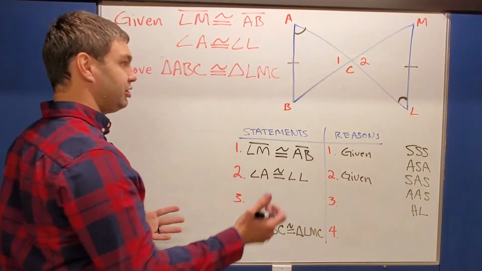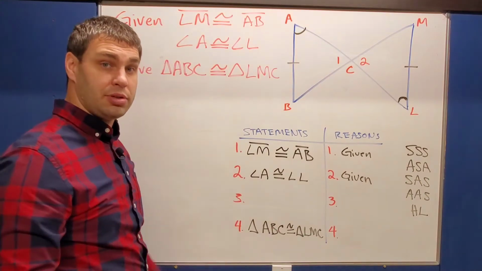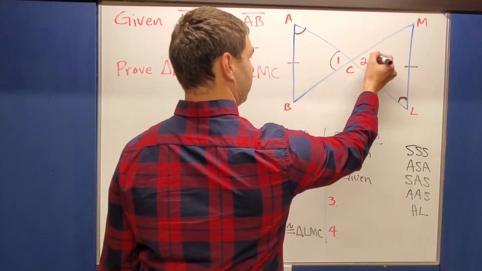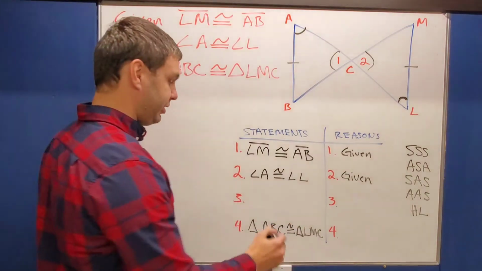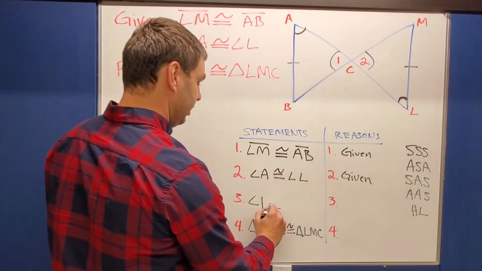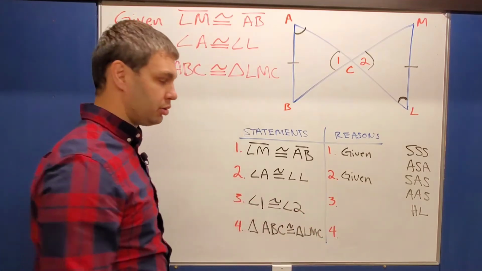Okay, so how can I show that these angles 1 and 2 are also congruent? Well, those are vertical angles. Remember, vertical angles are always congruent. So in my third line, I probably have to say something about that. I think I'll say that angle 1 is congruent to angle 2, and the reason is going to be vertical angles.